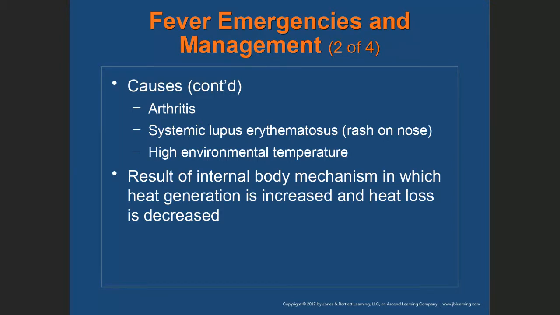The result of internal body mechanism in which heat generation is increased and heat loss is decreased. So their body is getting hot, it's retaining heat, and they can't lose that heat. And if it starts to get too high, it can interfere with the cells functioning effectively. It can also lead to seizures.